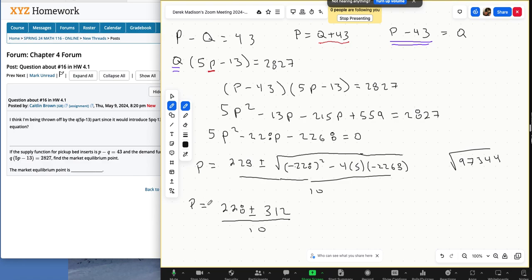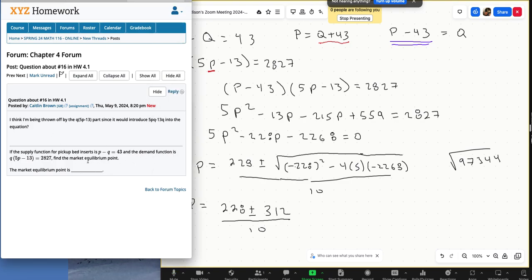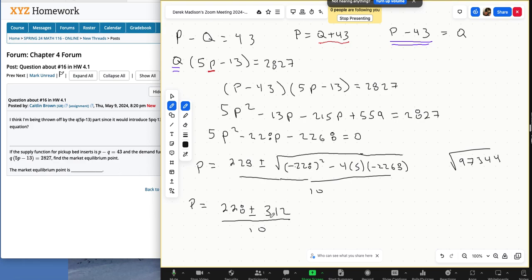So let's see, we got 228 plus, P is going to need to be a positive, because yes, we're looking at a demand function, so price and quantity. So we're going to ignore the negative one because it's not meaningful to the context. So 228 plus 312 equals that, 450, and then divided by 10 would be 54 is what I'm getting for P.